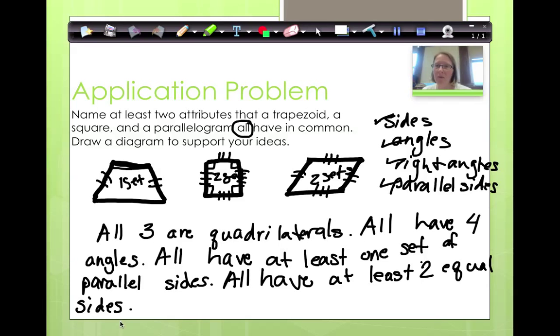Anything else we can think of that they might all have in common? I'm kind of running out of ideas, but let's read our answer. All three are quadrilaterals. All have 4 angles. All have at least one set of parallel sides. All have at least 2 equal sides. Is that good? And we've used our pictures to support our answers. It says use a diagram. Well, we've done that. See, we labeled the equal sides. In fact, right here, I need to erase one, because I need to have 3 lines here instead of 4. All right, so we've got 4 equal sides, 2 sets here. Those are equal. These 2 would be equal. Okay? Now, let's move on. Erase this first, then move on.